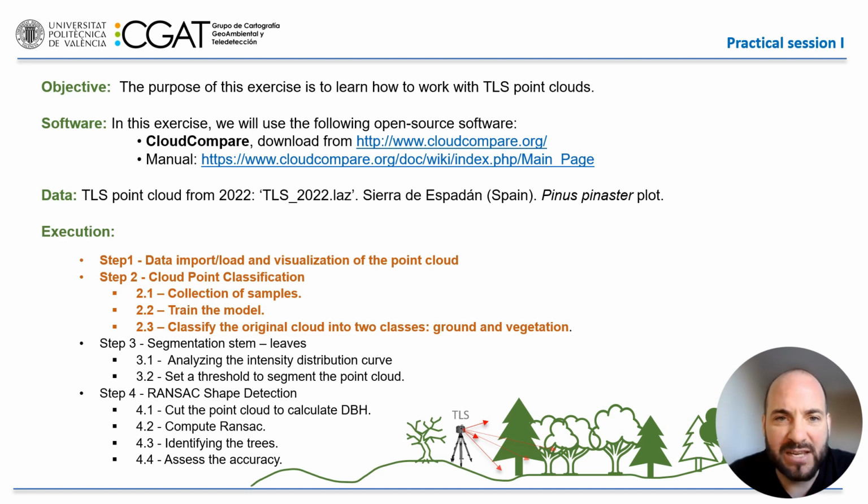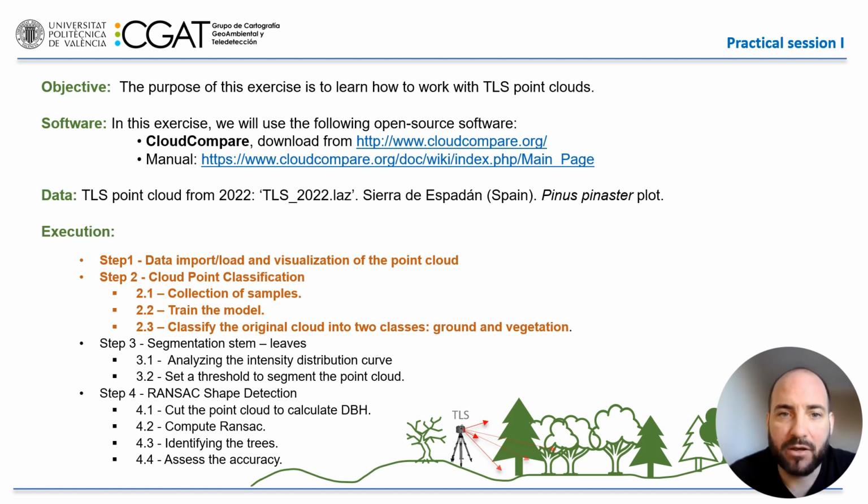We will work with a TLS point cloud acquired with a Faro Focus 120 in the Natural Park of Sierra de Espadán in the year 2022. The plot is circular with a radius of 6 meters. It has Pinus pinaster and shrubs. In this plot, 5 scans were taken, 1 central and 4 at 7.5 meters distance in the cardinal points. The 5 point clouds are already registered in a single cloud and it is also georeferenced. The point cloud is in LAS format.